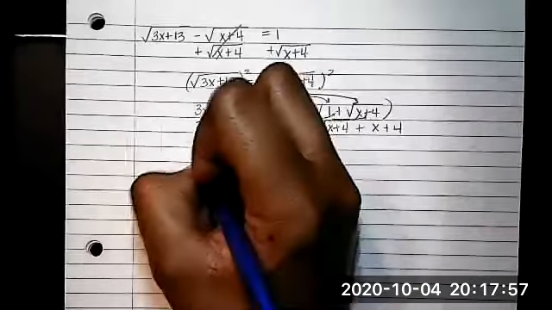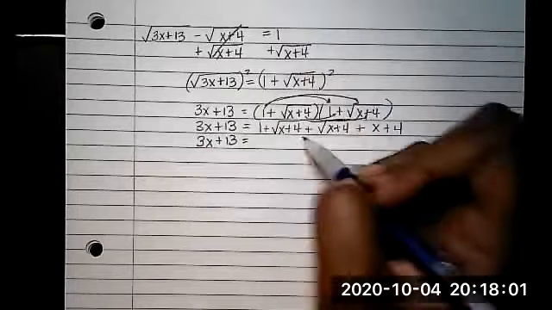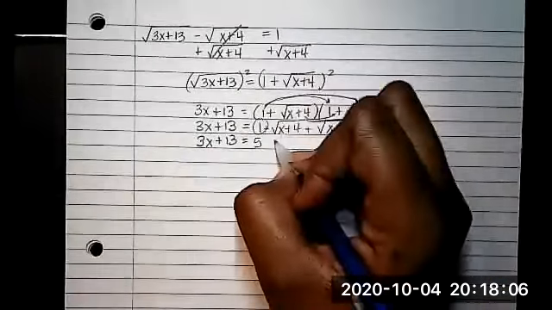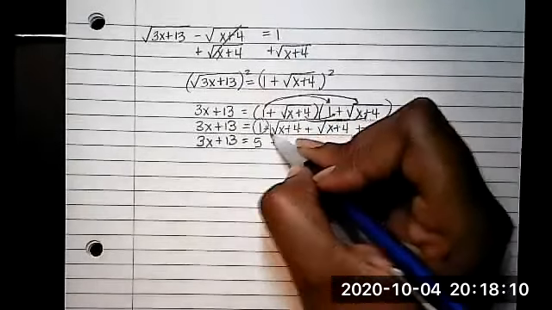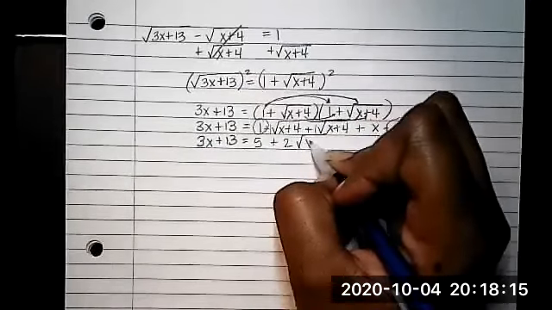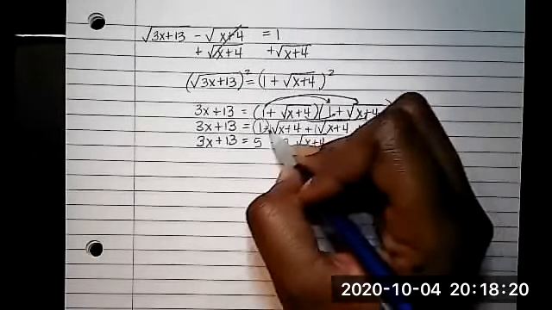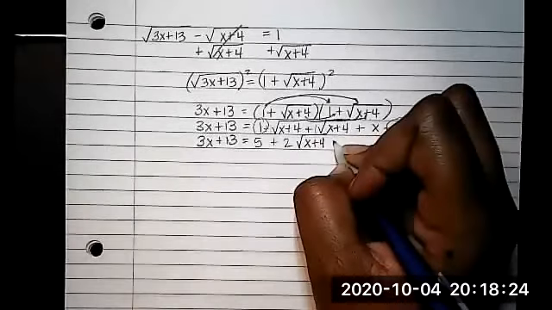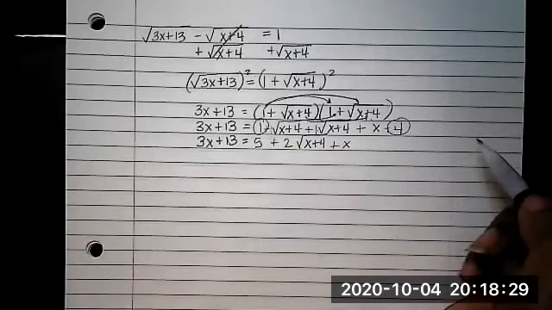Now combine like terms in the middle. 3x plus 13 equals... You can combine the 1 and the 4 here. That becomes 5 plus x, square root of x plus 4. Remember, there's an understood 1 out here and an understood 1. That becomes 2 square root of x plus 4. 1 plus 1 became 2. They're like terms, so you have to put them together. 2 square root of x plus 4 plus x, okay? Because this 4 and that 1 became 5.